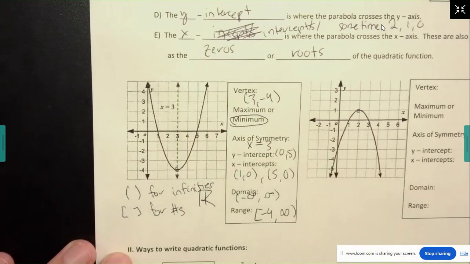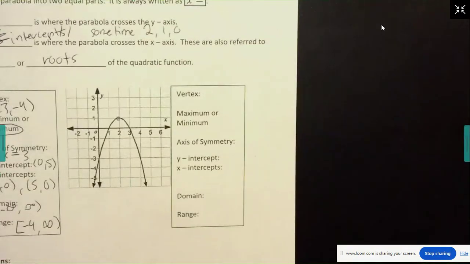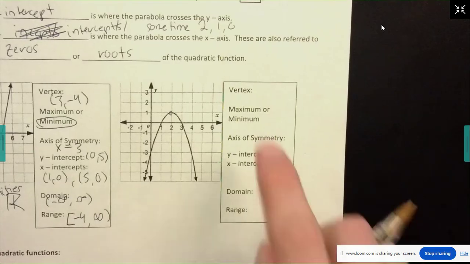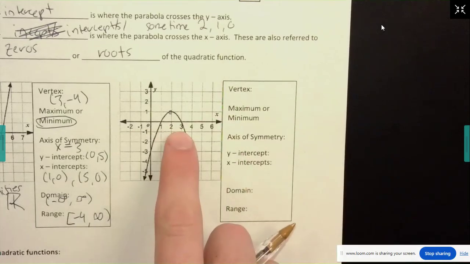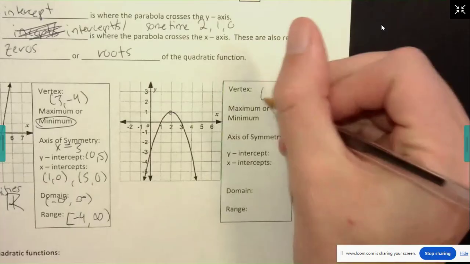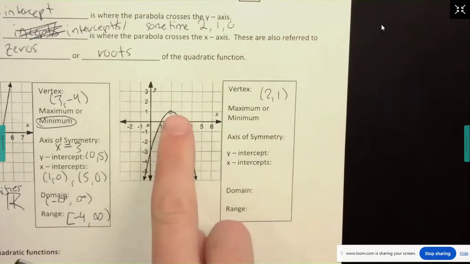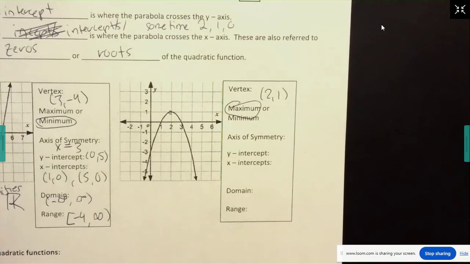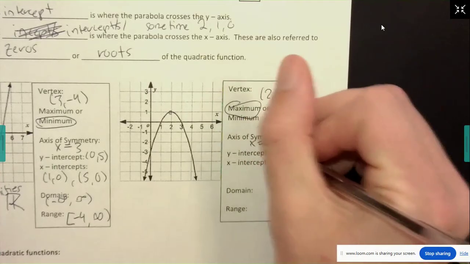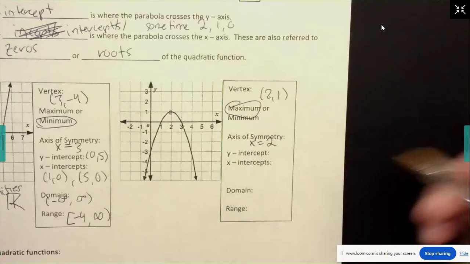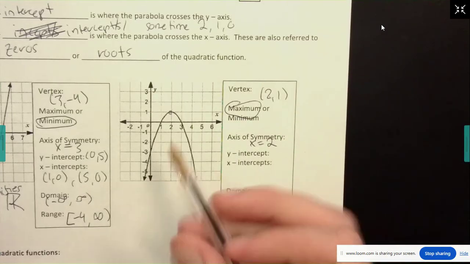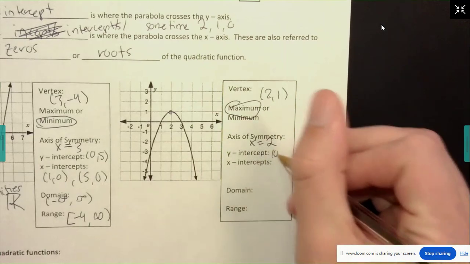Okay, so let's look at this one. What's my vertex? Well, I go right 2, up 1. I have a vertex of 2, 1. And since it's the high point, it's my maximum. My axis of symmetry is x equals, well, the x value of the vertex is 2. So it's x equals 2. Where's my y-intercept? Well, it crosses right here at 0, -3.